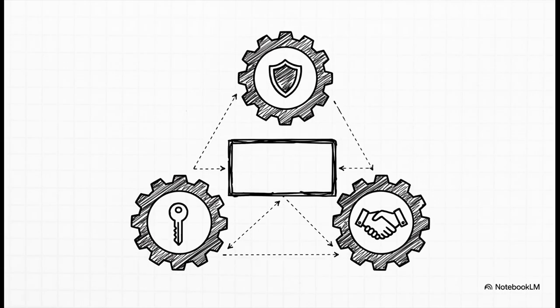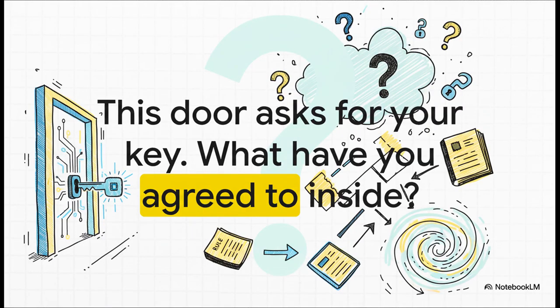So when you pull back and look at the whole page again, you start to see that nothing, and I mean nothing, here is an accident. Every single pixel on this super simple looking page has been carefully engineered for three things: access, security, and agreement. Which leaves us with one last big thought to chew on. This digital door asks for your key, and most of us hand it over every single day without a second thought. But the real question is, what have you actually agreed to once you're inside?